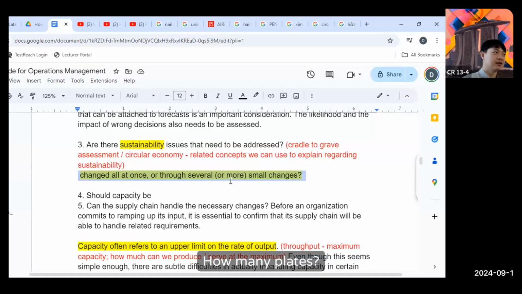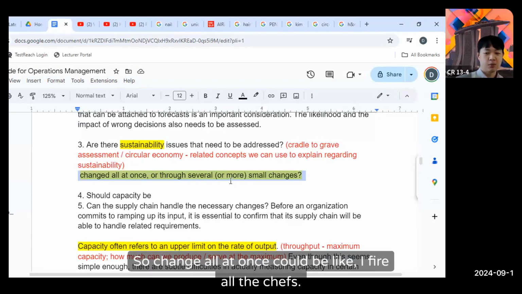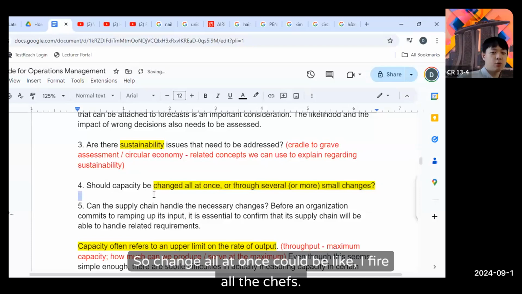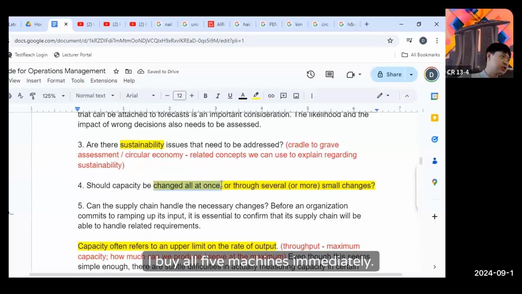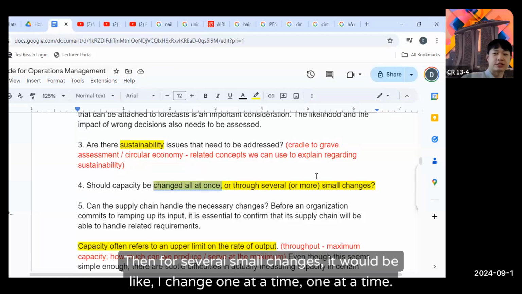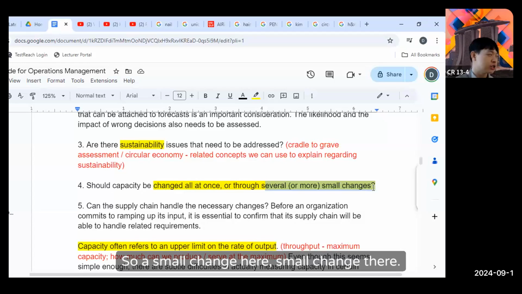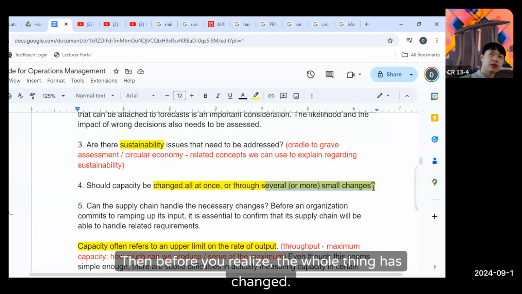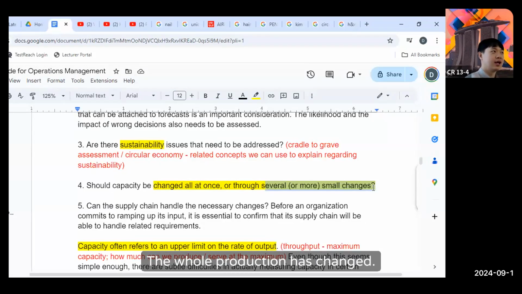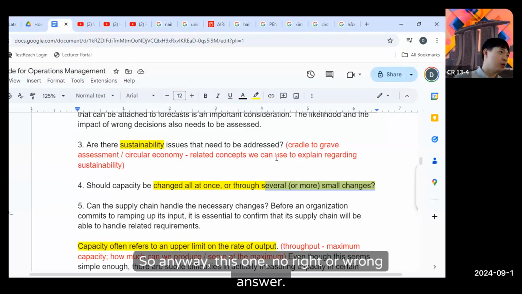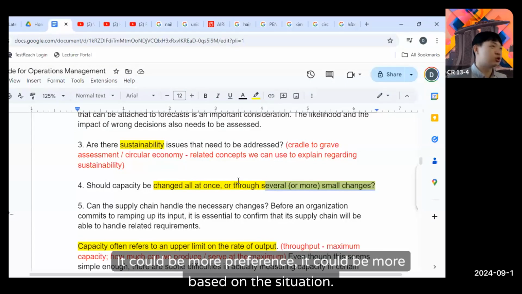Changing all at once could be like I fire all the chefs and buy all 5 machines immediately. For several small changes, I change one at a time, a small change here, a small change there, and before you realize, the whole production has changed. There is no right or wrong answer; it could be more preference, or based on the situation.